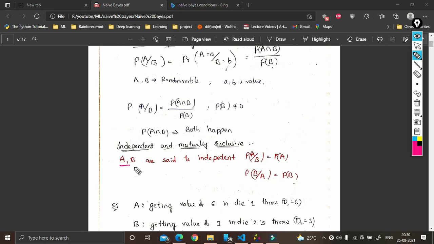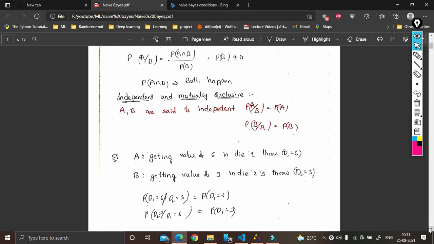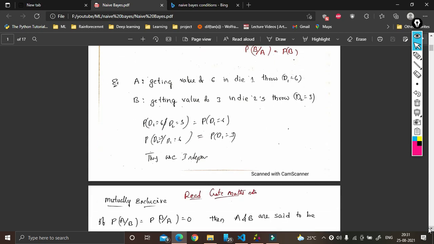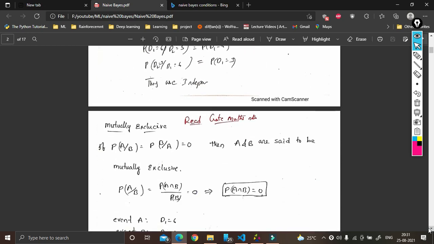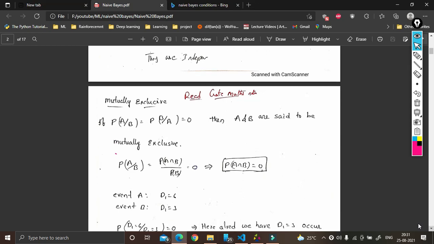Probability of A given B: features A and B are independent only when probability of A given B equals probability of A. That means the event of A happening after B equals probability of A. That means A is independent of B. Similarly, B is independent of A. An example is a die. Throwing a die, every event is independent of each other and mutually exclusive. When the probability of A given B equals 0, we call these two mutually exclusive events.